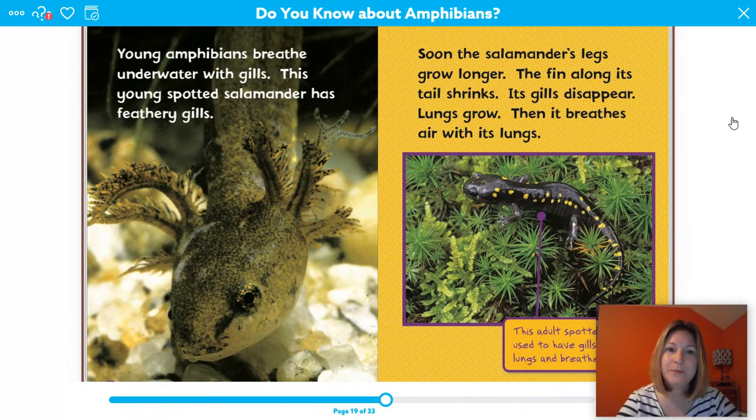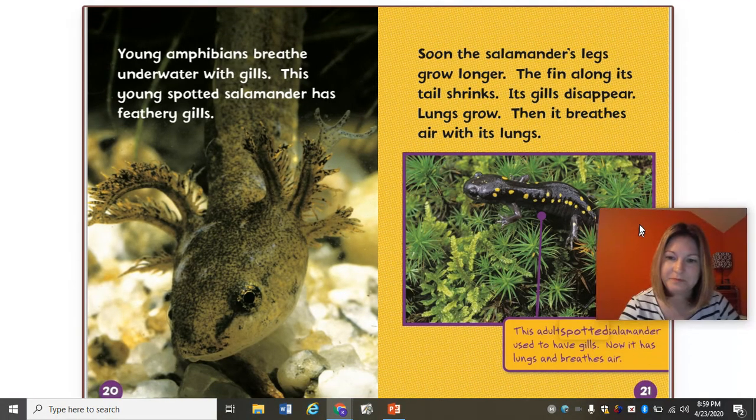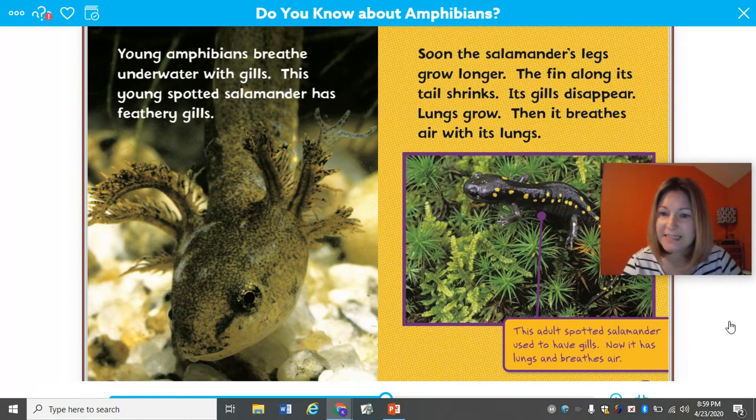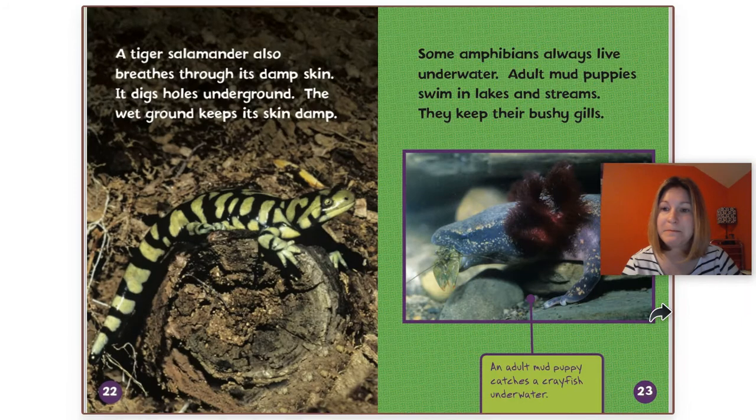Young amphibians breathe underwater with gills. This young spotted salamander has feathery gills. Soon the salamander's legs grow longer. The fin along its tail shrinks. Its gills disappear. Lungs grow. Then it breathes air with its lungs. So this picture is showing us the adult spotted salamander used to have gills. Now it has lungs and breathes air.